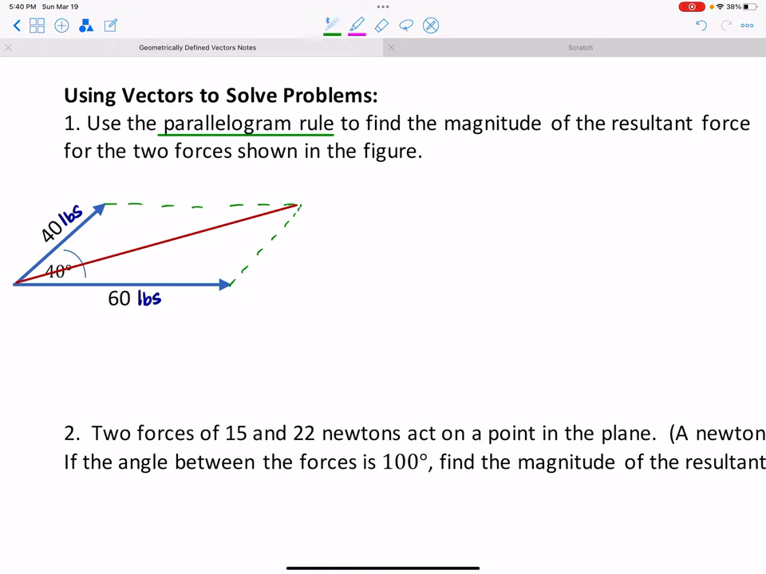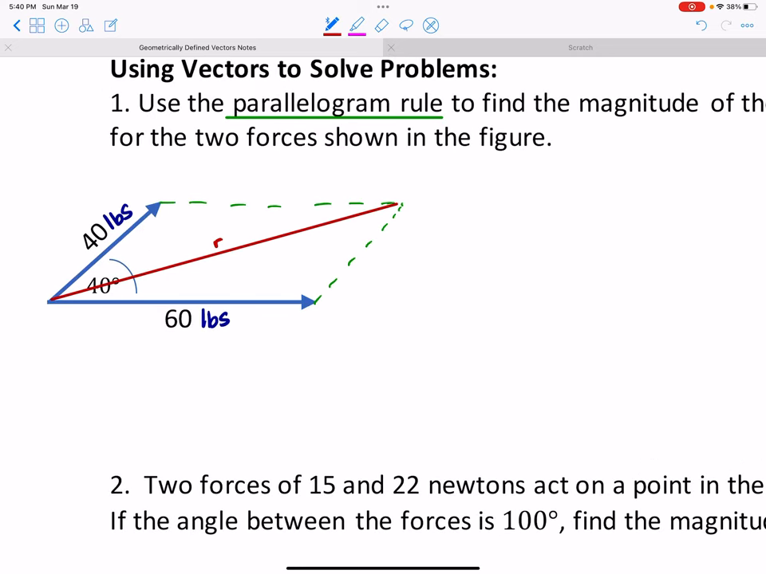And the resultant force, that's the sum of those two vectors. That's the diagonal of my parallelogram. That's the one that we're trying to find. So that's going to be what's in question here. So I'm going to call it R for resultant, although you could use whatever variable makes you happy. But how are we going to solve this?